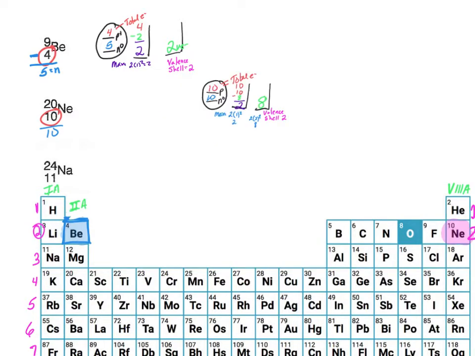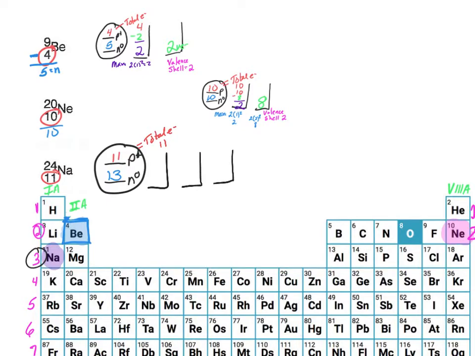Okay, let's try sodium 24. So sodium 24 has 11 protons and 13 neutrons. It has a total of 11 electrons. Put those in the circle, and then we're going to make how many shells? Sodium's in the third period, so it'll have 3 shells. Let's draw those in.